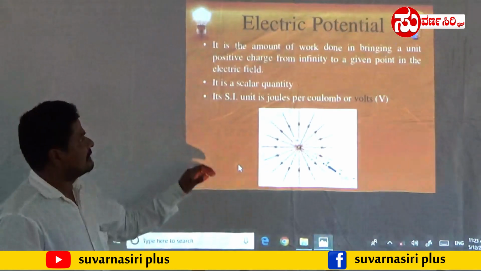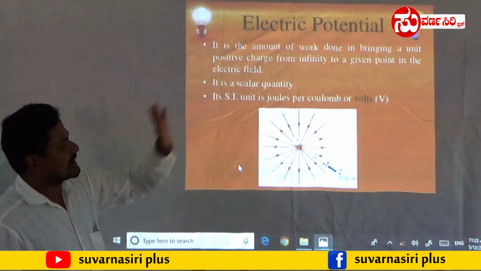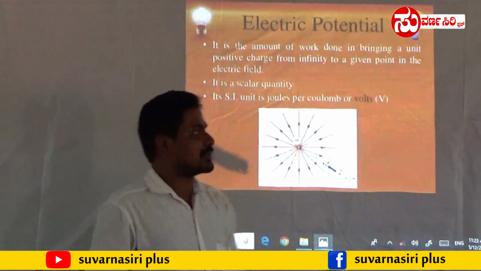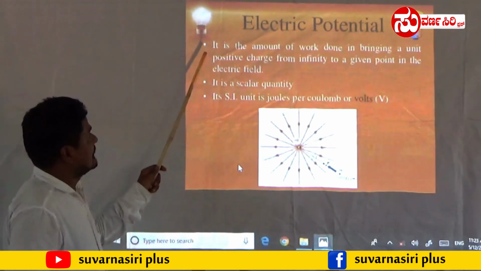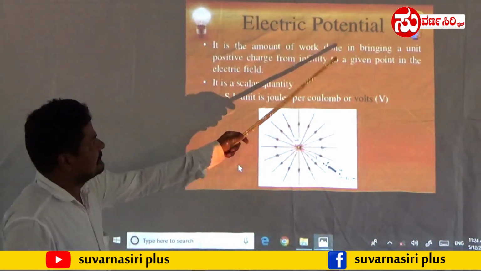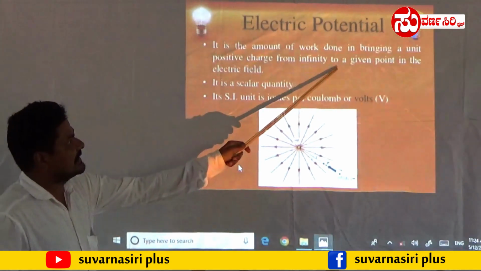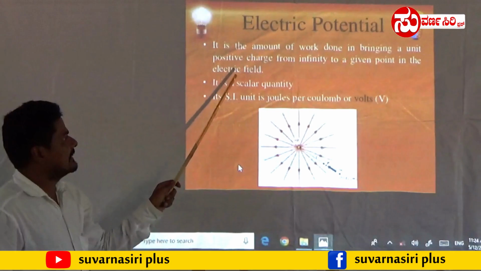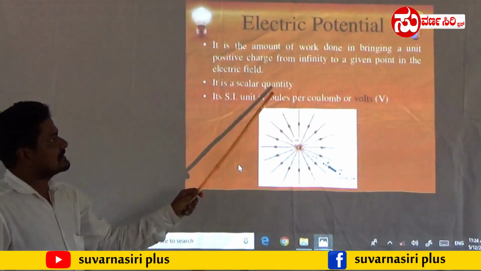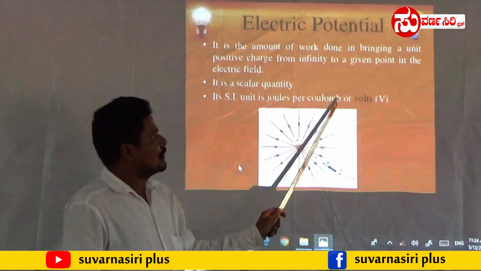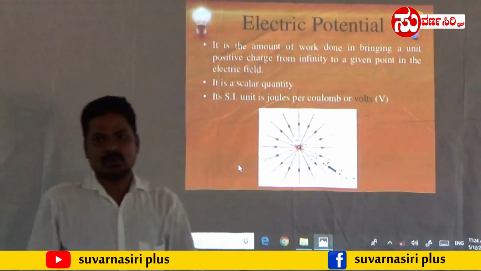Next we have to learn about the electric potential. So what is meant by potential? Electric potential is the amount of work done in bringing a unit positive charge from infinity to a given point in the electric field. It is also a scalar quantity. Its SI unit is joules per coulomb, or it is called volt.